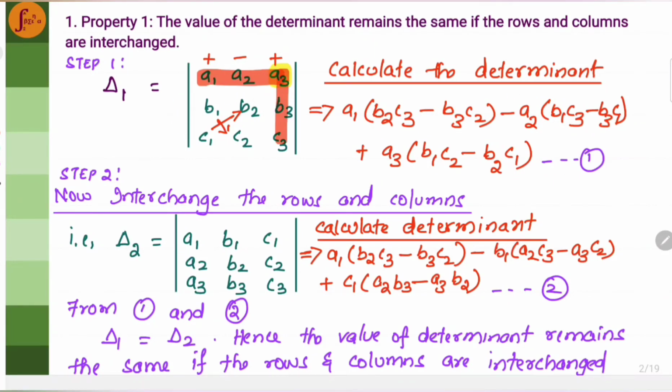Now as step 2, we interchange the rows and columns. You take the row A1, A2, A3 and represent it as a column. Then B1, B2, B3 as a column, and C1, C2, C3 as a column. So now you have interchanged the rows and columns. Whatever rows were here, you have made them columns in this particular matrix. Now you calculate the determinant, say determinant 2, with the same process. If you observe both, they are exactly the same. You can verify that determinant 1 and determinant 2 are the same. So basically this means that the value of the determinant remains the same even if the rows and columns are interchanged.